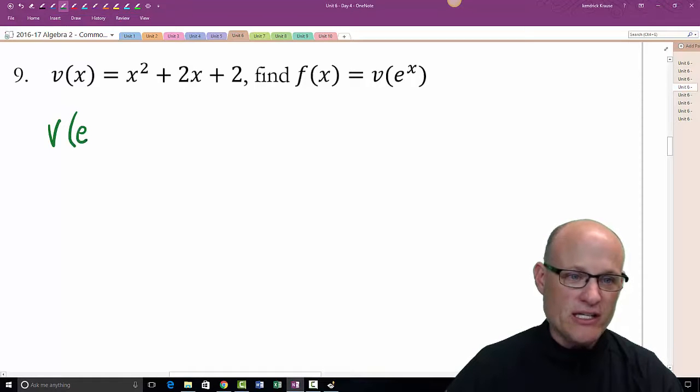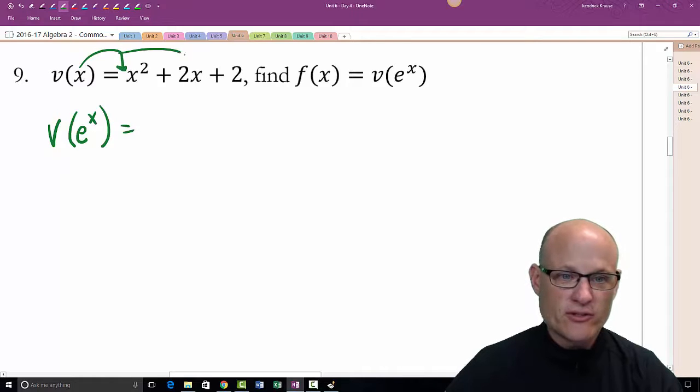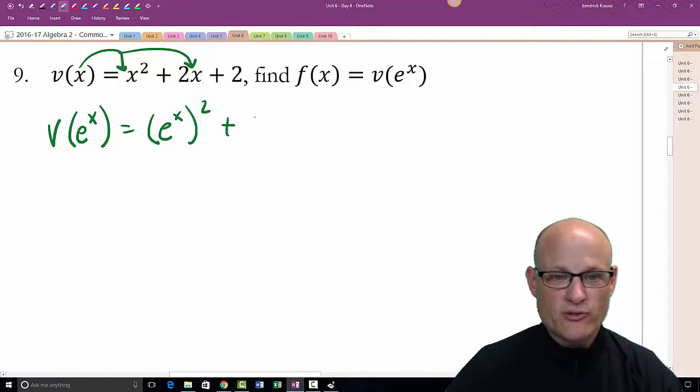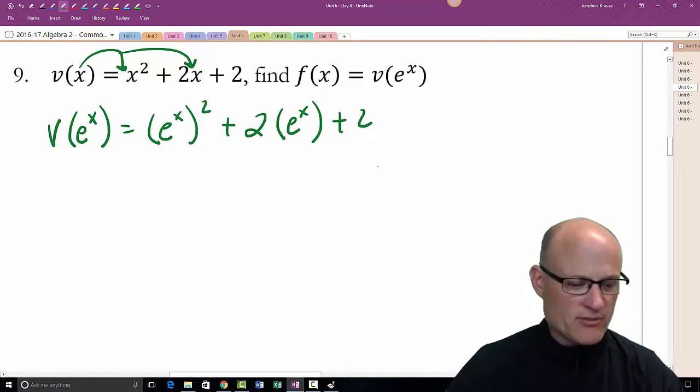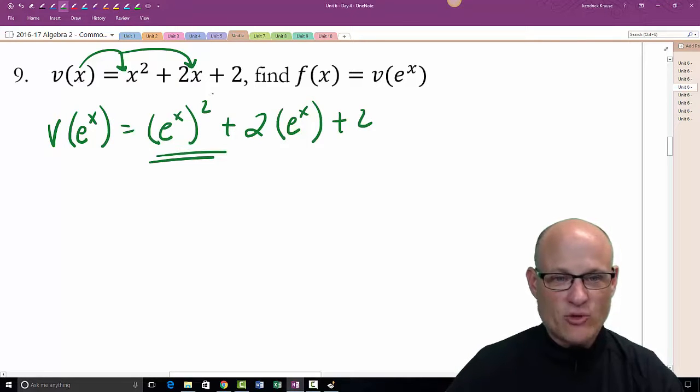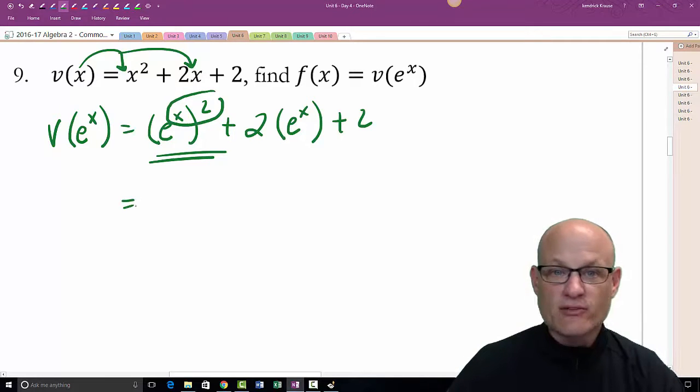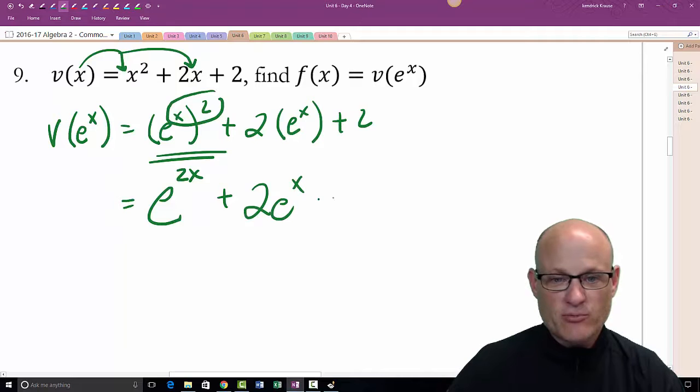v of e to the x. So whatever's in here goes in for this and goes in for this. So it's e to the x squared plus 2 times e to the x plus 2. Now, it's really not good enough to leave it like this, because what happens when you have an exponent raised to an exponent? Oh, yeah, that's right, John. You multiply them. So it's e to the 2x plus 2e to the x plus 2.